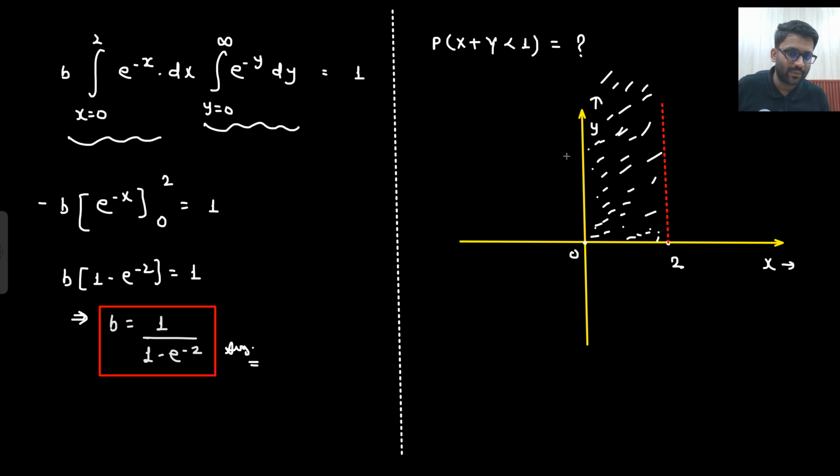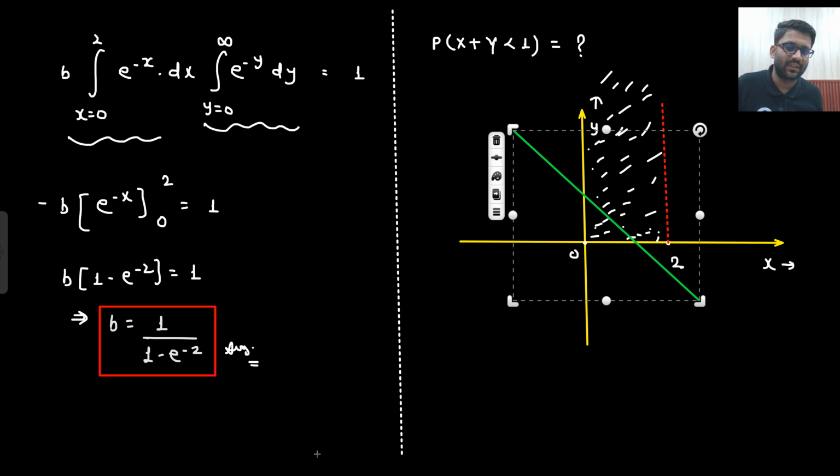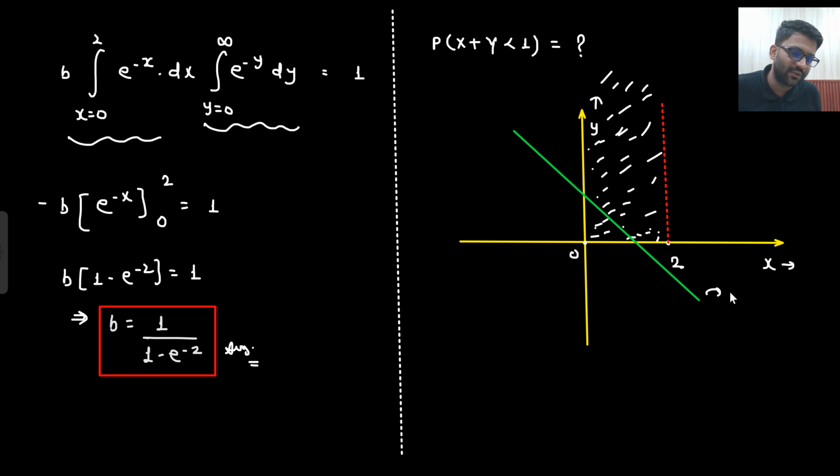So can you draw the line of x plus y equals to 1? Surely I can draw the line of x plus y equals to 1, which is this one. This line is x plus y equals to 1. So x plus y less than 1 will be this particular region, right?